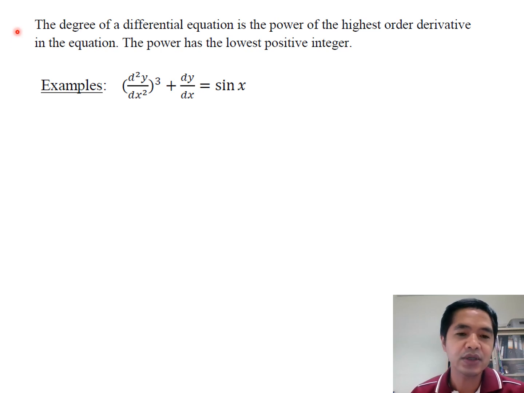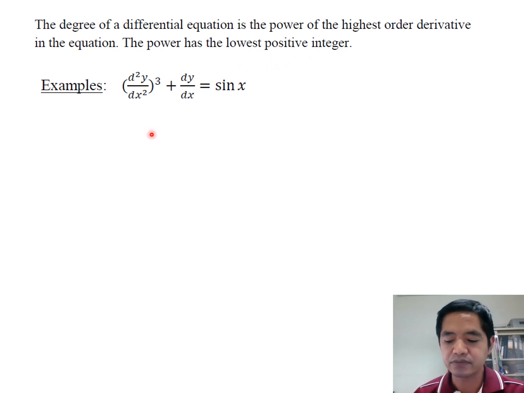Okay, now let's take a look at the definition of the degree of a differential equation. The degree of a differential equation is the power of the highest order derivative in the equation. In the last slide we learned the order of an equation already. So now we look at the degree. You just take a look at the highest order and see what the power of that term is. The power is the lowest positive integer, so that means the power has to be a positive integer.